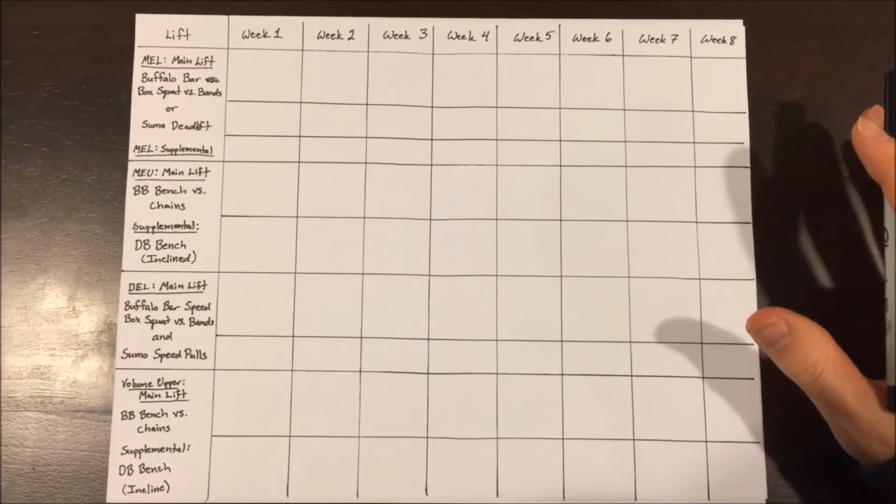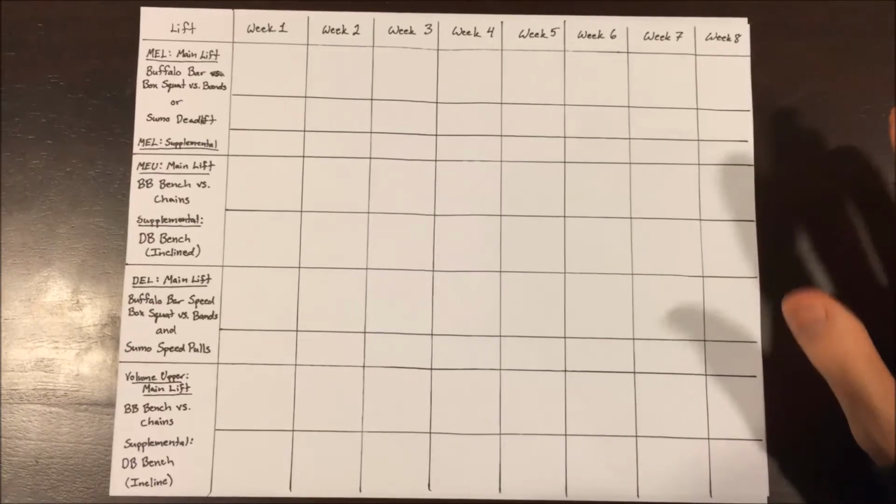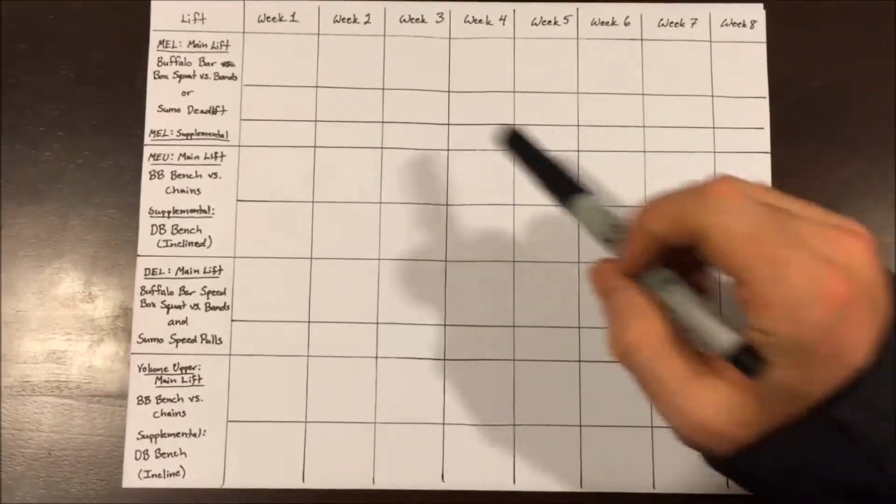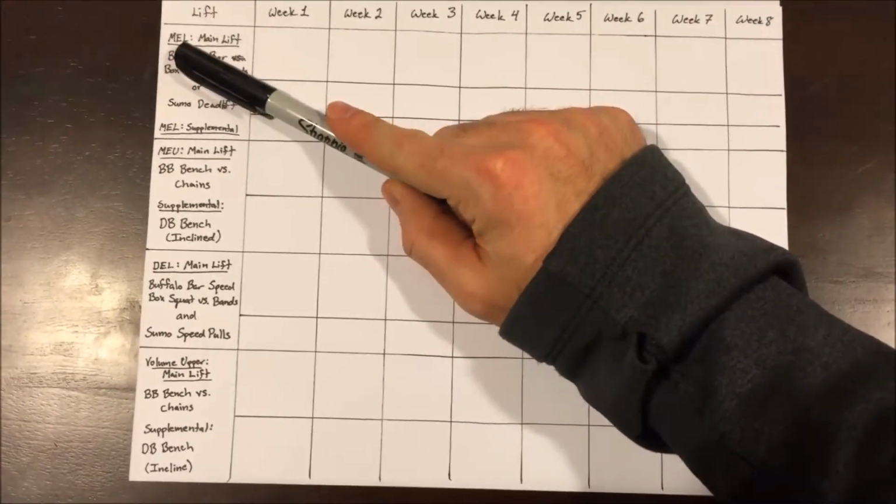So now that we have the main template for the day written out, I'll go over the main lift and the supplemental lifts with you guys, and I'll break that down by week. So we'll go over 8 weeks, and we'll go through progression of set and rep schemes throughout those 8 weeks. Here is the main lift and supplemental lift template. So you can see here for the main lift, MEL is max effort lower.